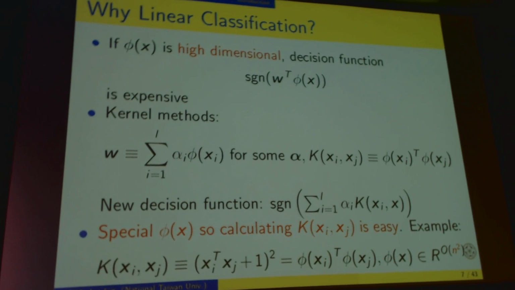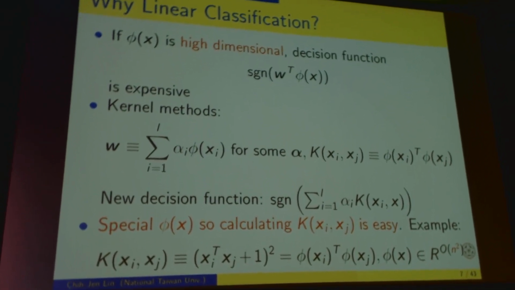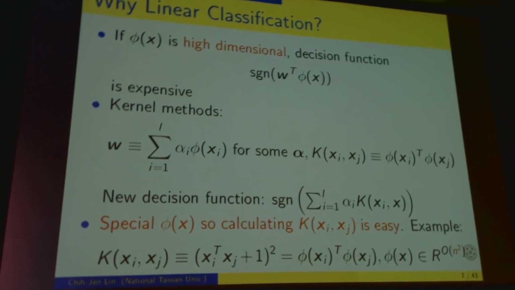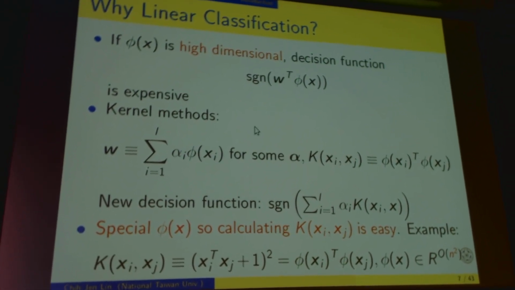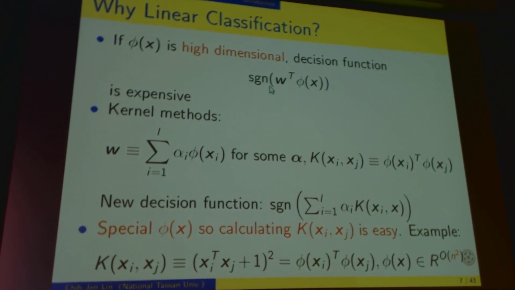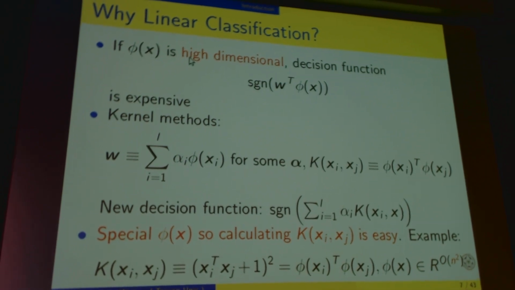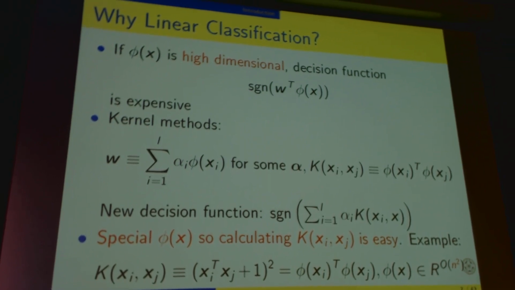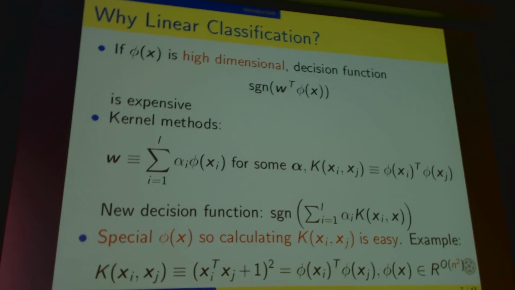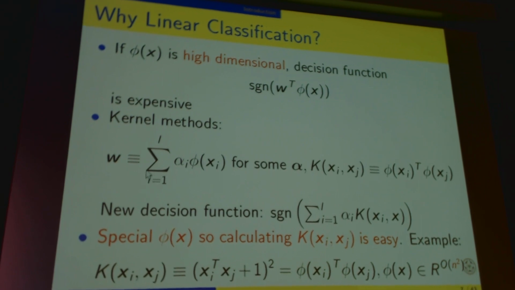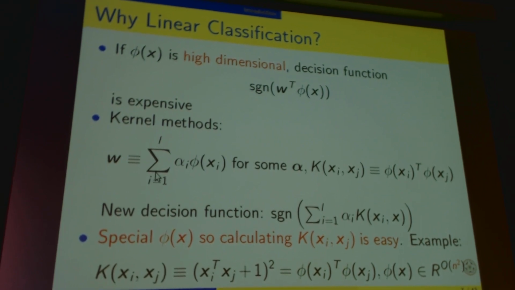Okay, but we know nonlinear is supposed to be more powerful, right? So why is there a reason to use linear classification? Here we need to review a bit about the idea of kernel methods. If you are using a kernel and you map data to a higher dimensional space, then your decision function, this inner product between W and the mapped vector, is going to be expensive because both vectors are very high dimensional. So the idea of kernel methods is to have this W be a linear combination of training data.